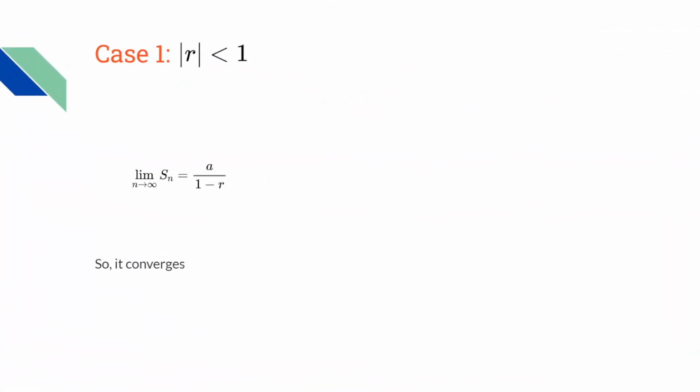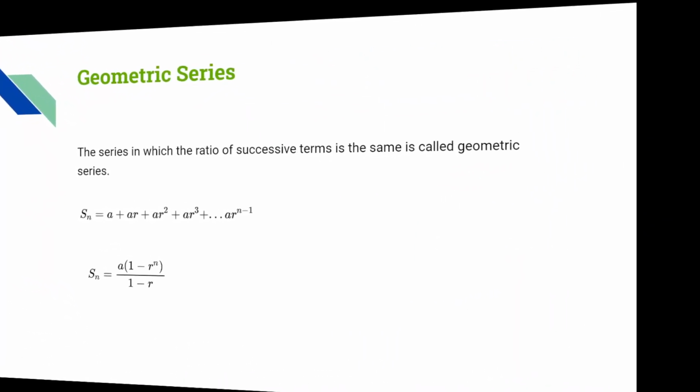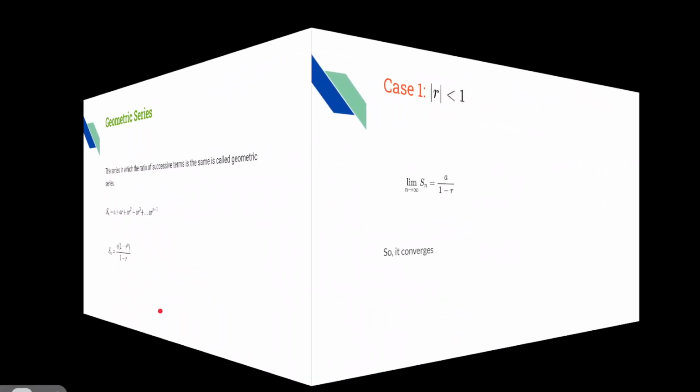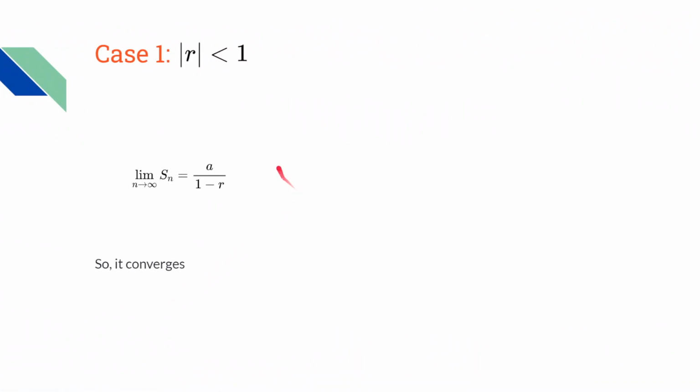First, if mod of r is less than 1, then what will happen? Look, this is r to the power n. If r is less than 1 and n tends to infinity, then this term will be very small, so it could be negligible. So we will write the sum as a by 1 minus r. This is finite, so this series converges.